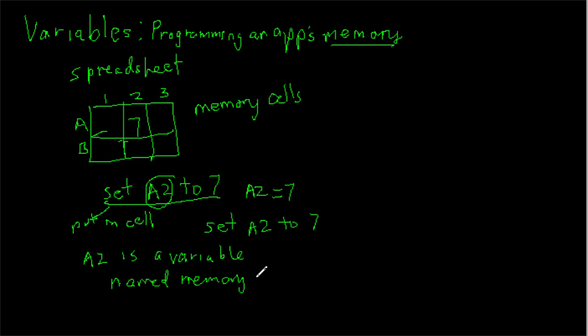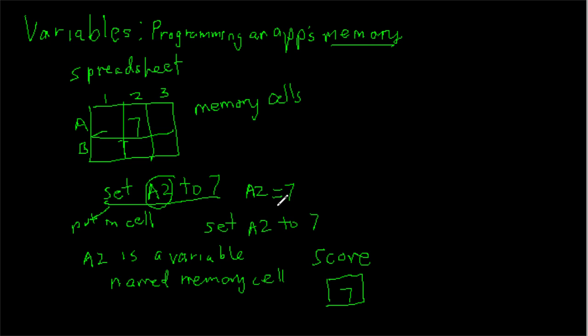And in fact, we don't have to name things with columns and rows. I can say I want to have a variable called score. I just think of it like this: score is a memory cell that looks like that, and I could put 7 in as my score. So I can have variables named whatever I want, and they behave just like memory cells in a spreadsheet.